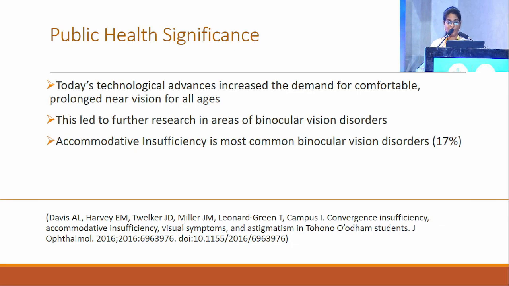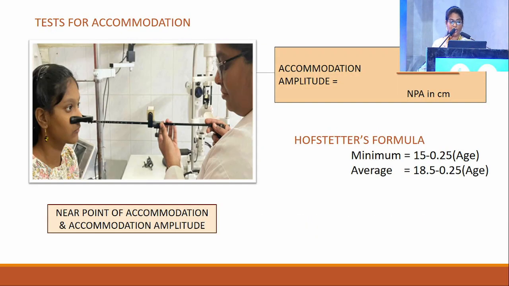And among those, accommodative insufficiency is the most common vision abnormality, accounting for 17% of the cases. Now, this is a brief introduction about the tests to perform to identify accommodative abnormalities. This is the near point of accommodation, which is measured by the RAF ruler, and accommodative amplitude is the strength of the accommodation, which is given by 100 divided by NPA in centimeters.